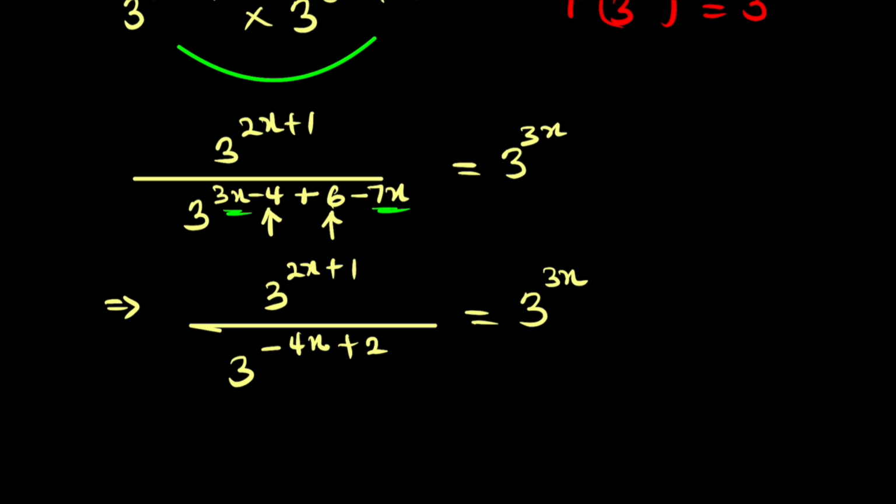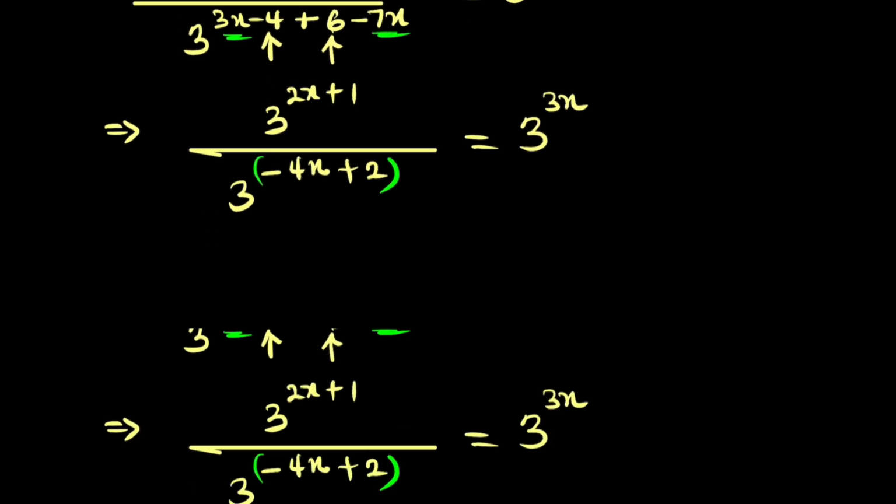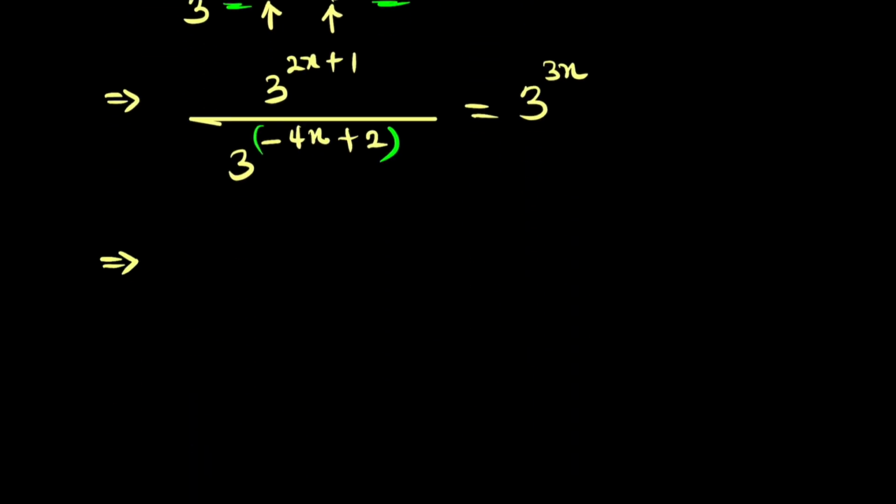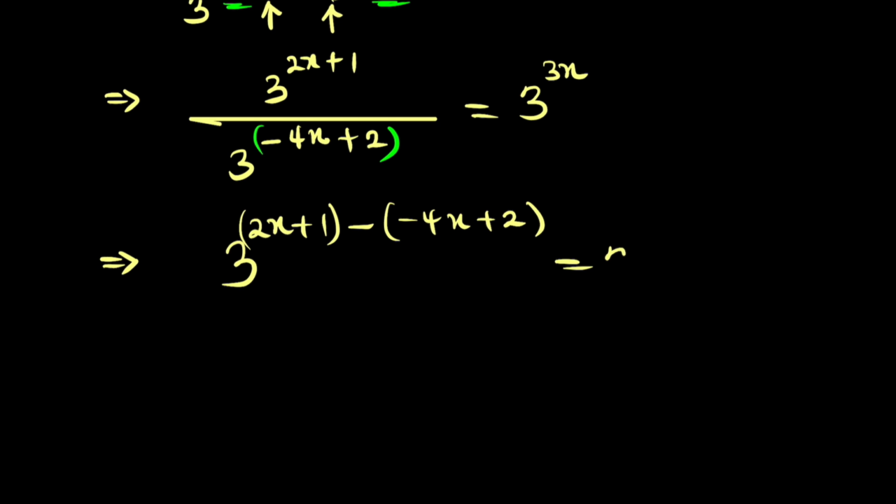And I'm going to put that back into the bracket like this because of the next principle that I'm going to apply. So applying the second principle I wrote earlier, this is now going to be 3 raised to power 2x plus 1 minus negative 4x plus 2 is equal to 3 raised to power 3x.